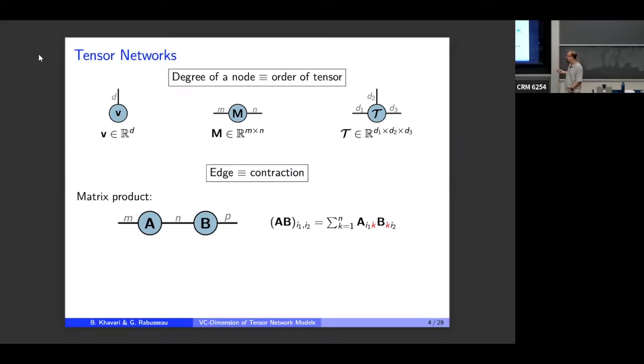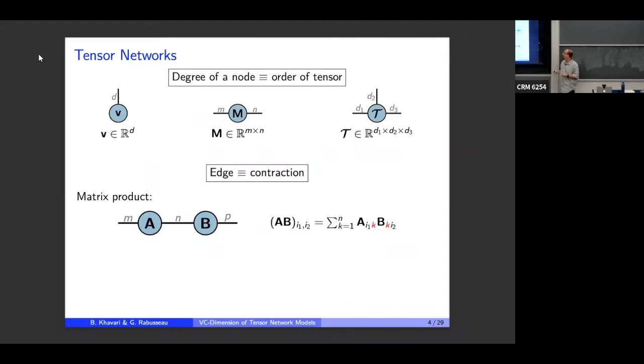Okay. So now we know what the vertices represent. The edges represent contractions. A contraction is just a summation over a common index. So for example, if I have two matrices, A and B, here A is a vertex of degree 2, so it's a second order tensor, a matrix. B as well. I will put on the legs the dimension of the legs. So here A is an M by N matrix, and B is an N by P matrix. And I'm allowed to connect together legs that have the same dimension. This corresponds to a contraction.